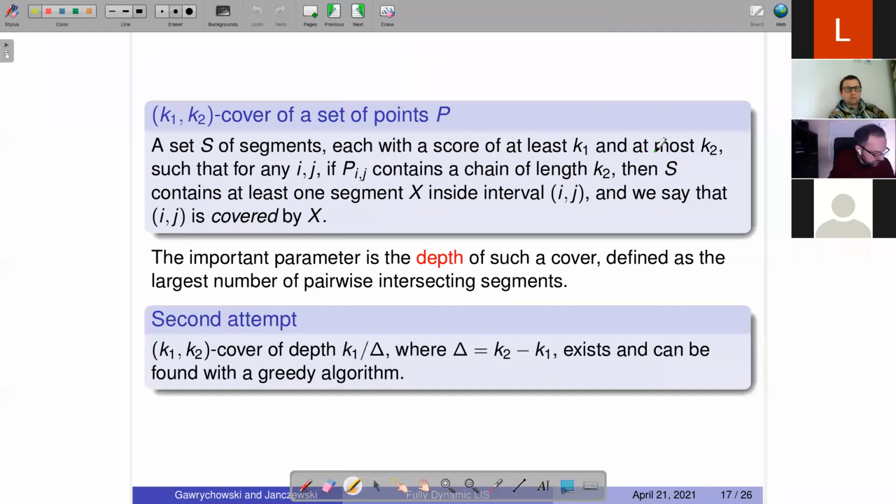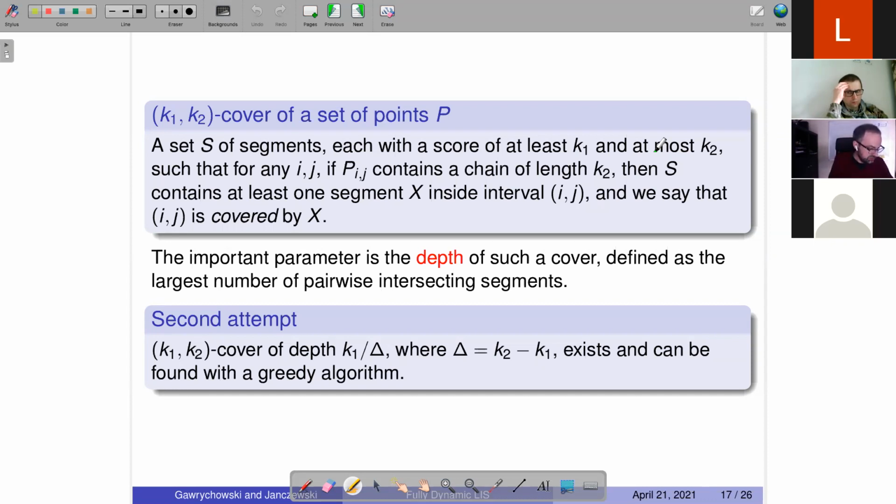Okay, and then we have this property, so it's not so clear if such covers exist. We need covers with small depth, so with not too many segments containing any position, for given parameters k1 and k2. K1 and K2 will be connected to 1 plus epsilon, to the powers of 1 plus epsilon. So it's maybe not so trivial to see that such covers exist, but they do exist, and the depth is K1 over delta. Delta is the distance, the difference between those parameters.